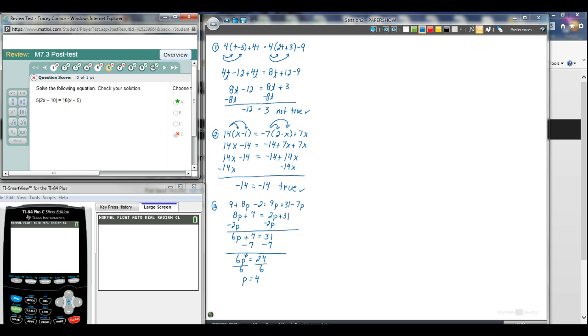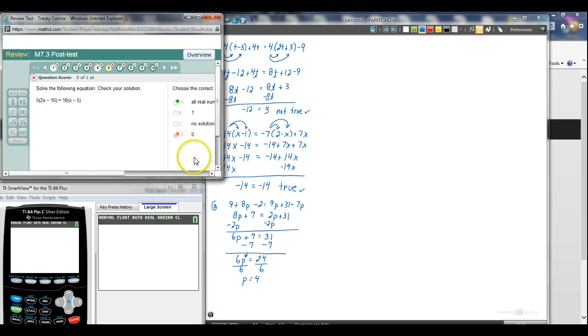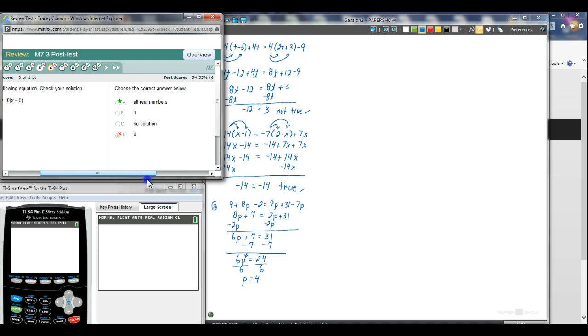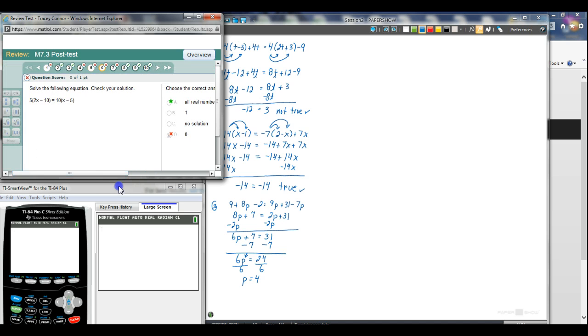For this one, what are our choices? We're looking for either all real numbers, 1, no solution, or 0. So let's look at this one: 5 times 2x minus 10 equals 10 times x minus 5. Again, our distributive property: 5 times 2x gives 10x, and 5 times negative 10 gives minus 50. And then I get 10x minus 50 on this side.